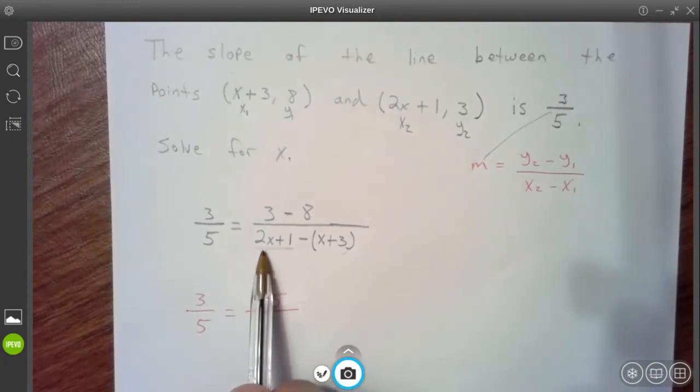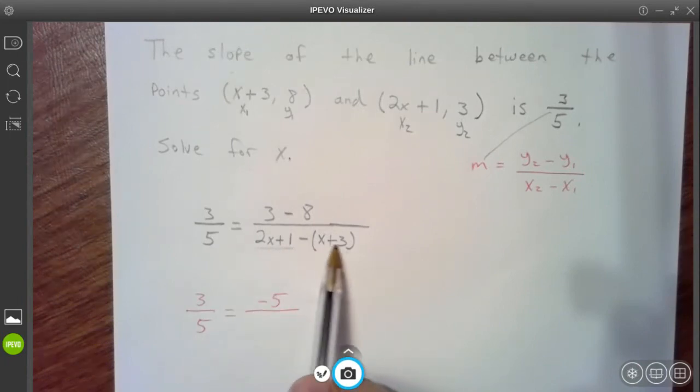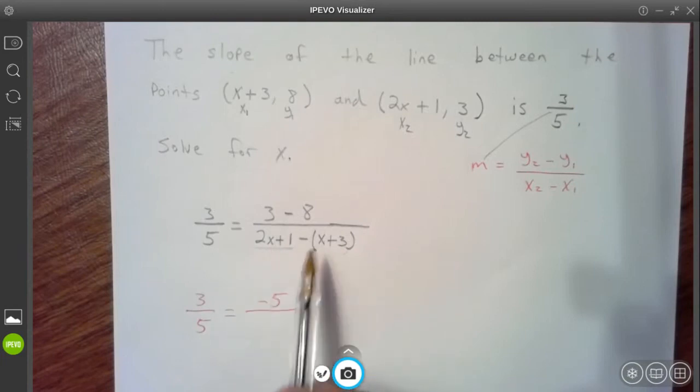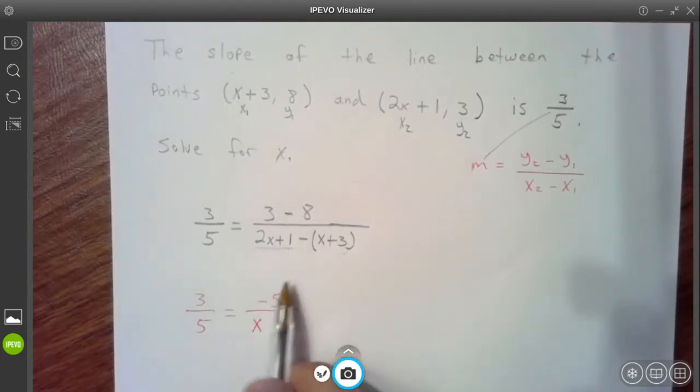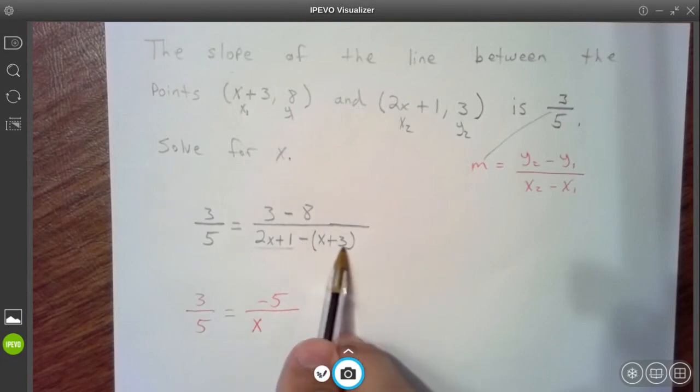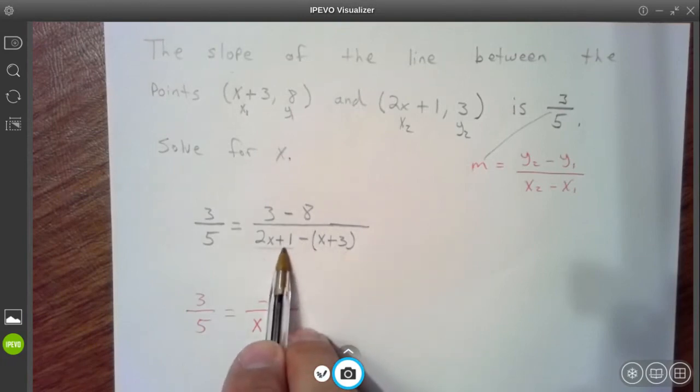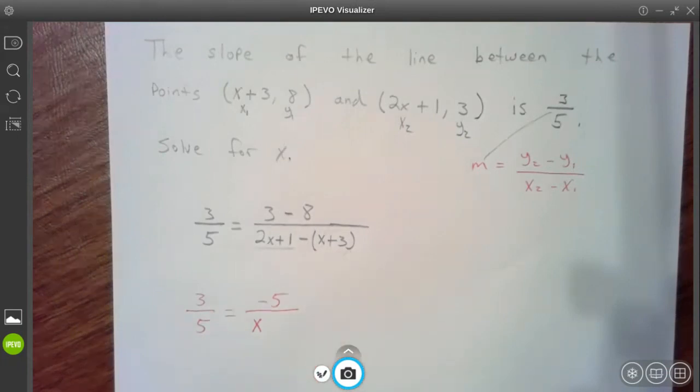All right, it's going to be 2x, and if I distribute the negative, it's going to end up being a negative x. So 2x and a negative x will leave me with a 1x. If I distribute the negative, it becomes a negative 3. So it's a positive 1 and a negative 3, which will be a negative 2. Okay, now I can cross multiply.